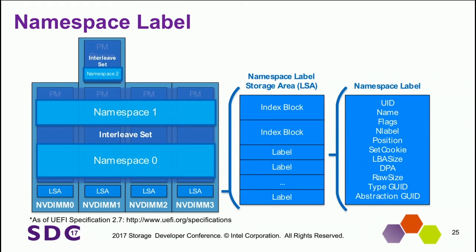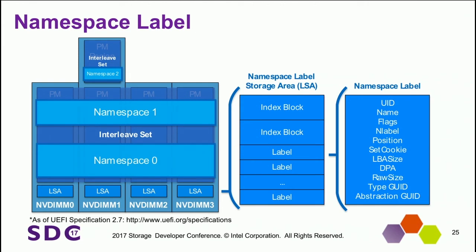A namespace is described by one or more namespace labels. The label is the metadata that's stored in the LSA, and it describes the attributes of the namespace, such as the name, which interleave set it's associated with, the type of namespace it is, and whether or not it has a BTT, or block translation table, for providing power-fail-safe atomicity.